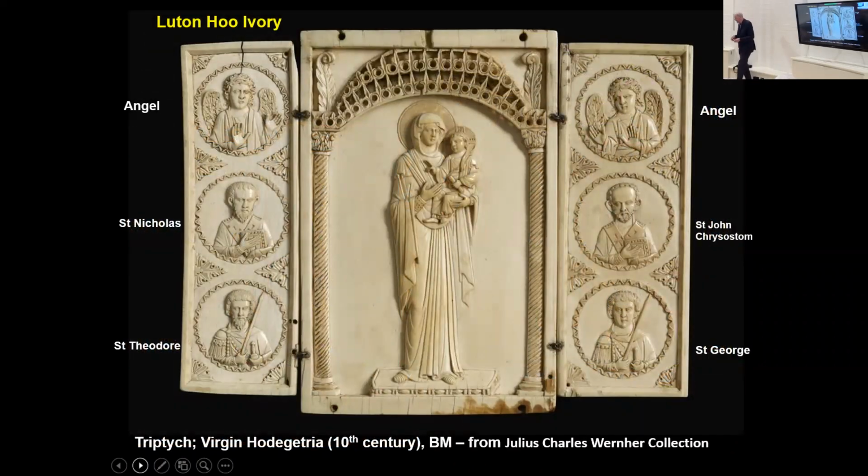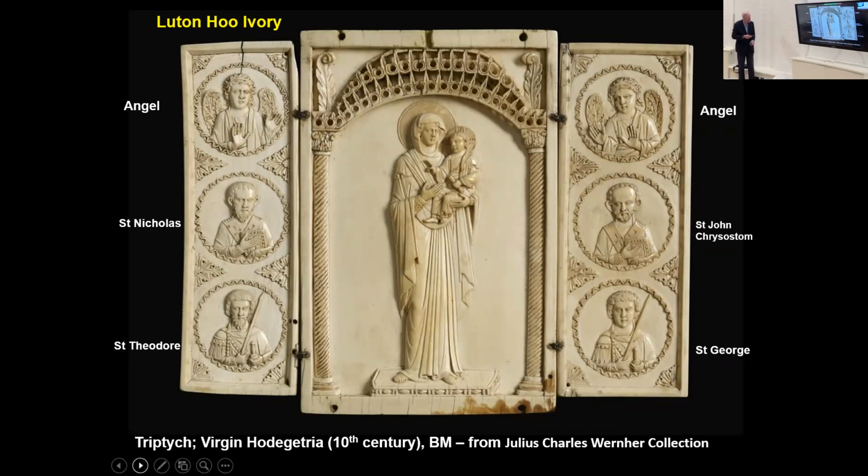And at this period, we get a lot of very interesting ivories as well. And this is also fascinating in terms of trade routes and where the ivory is coming from. But this one has a particular significance for us because this is a Luton Hoo ivory.